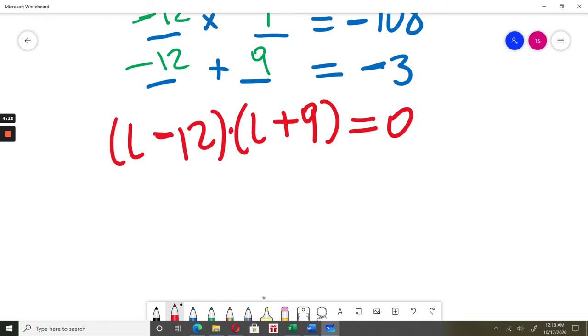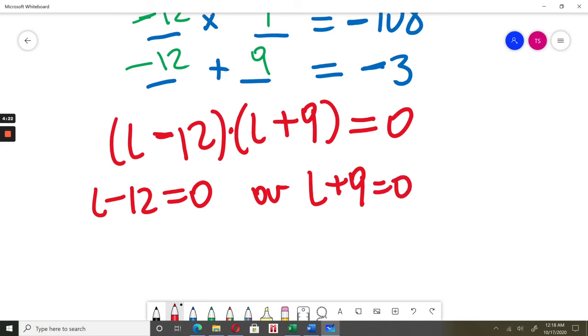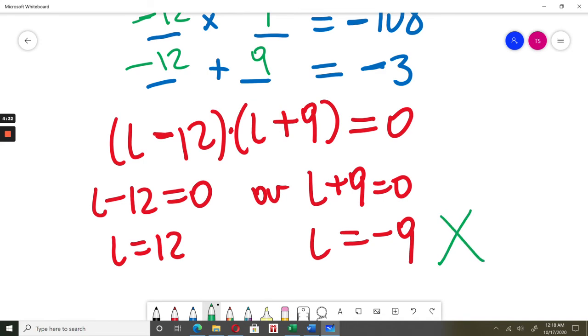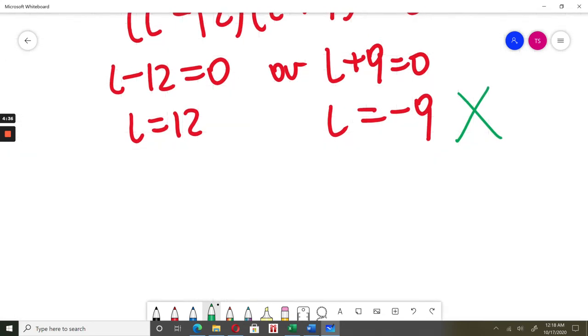At least one of them has to be 0. So L minus 12 is 0, or L plus 9 is 0. So for the first one, L is positive 12, and L is negative 9. L is length. It has to be positive, so this is a wrong answer. L negative 9, not possible. So L, I know, is 12 inches.